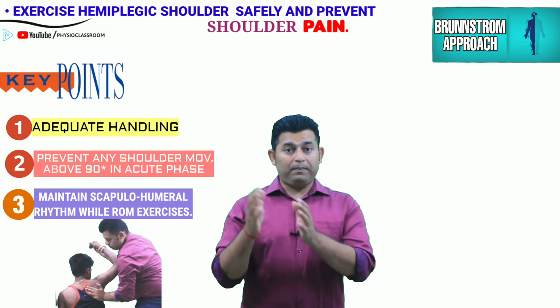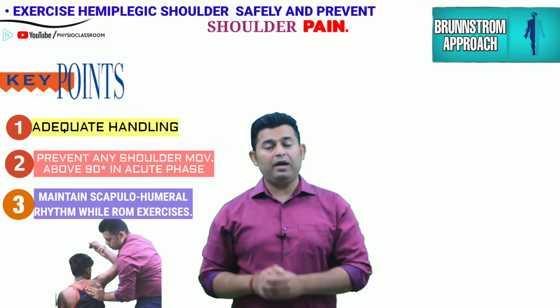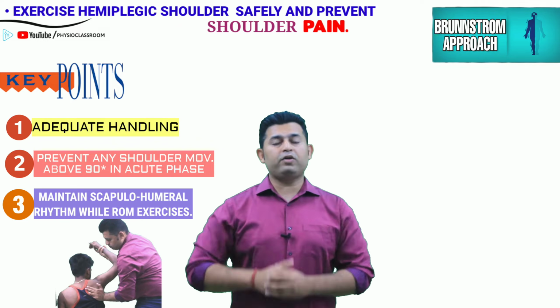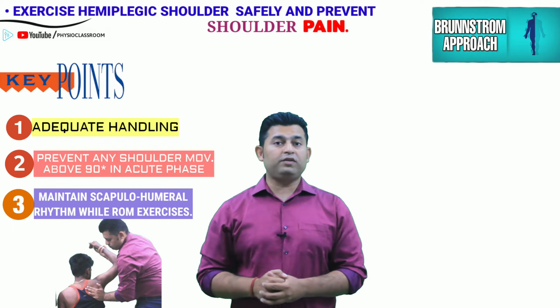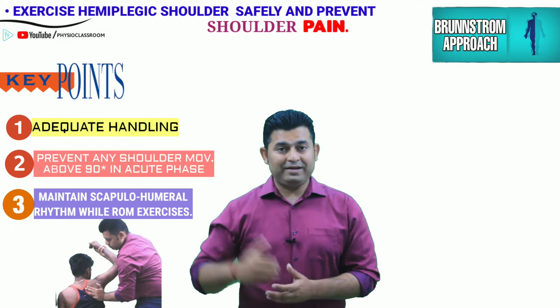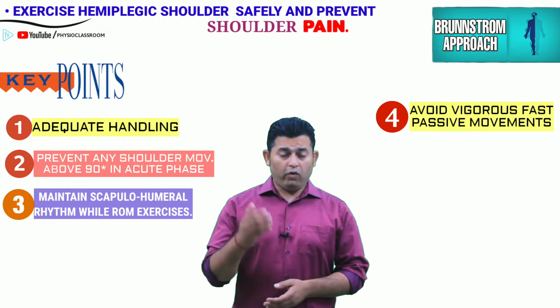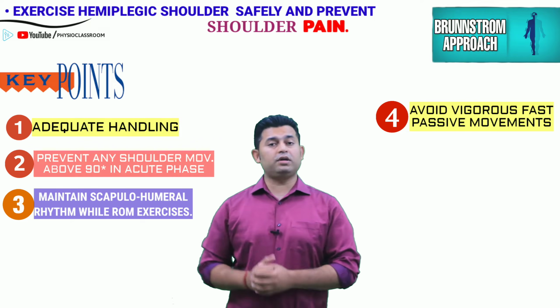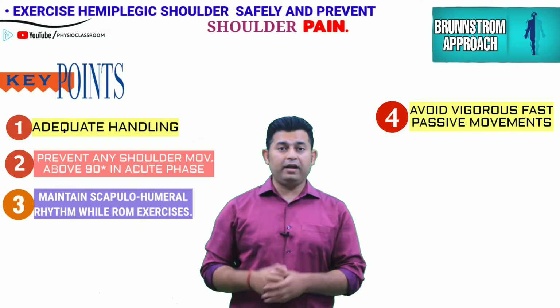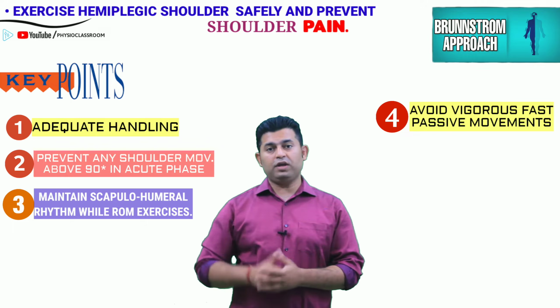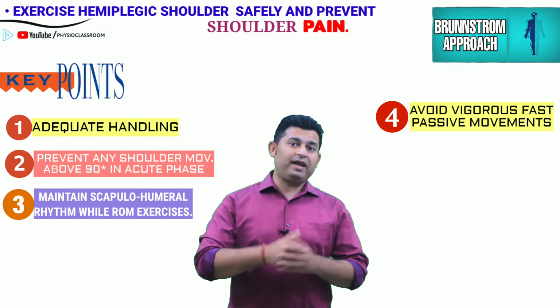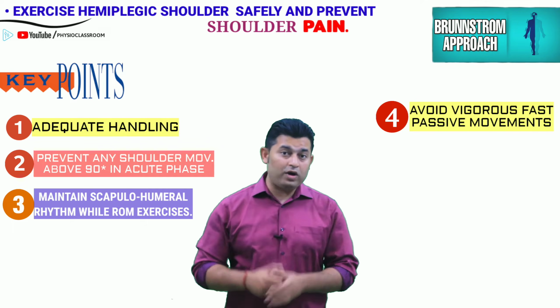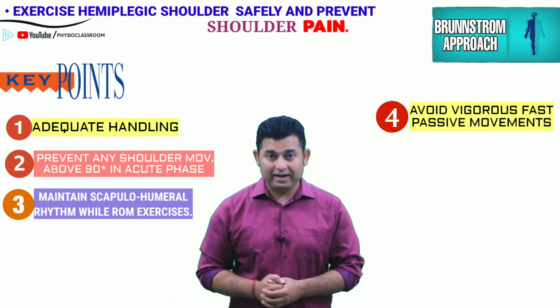A physiotherapist must know how to take the scapula into elevation and upward rotation during mobilization of the shoulder beyond 90 degrees. Number 4, avoiding fast and vigorous passive movements of the hemiplegic shoulder joint, as it can result in development of injury to the periarticular structures, as well as an uncontrolled increase in the spasticity levels.